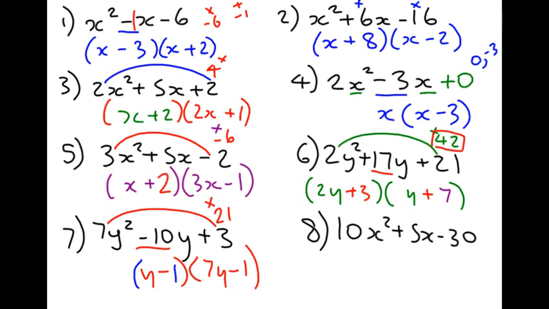Okay, back to question 8 now. 10x squared plus 5x minus 30. Now, word of warning. Some of you are probably looking at that thinking you can divide everything by 5. So you might write down 2x squared plus x minus 6, dividing by 5. And you might write that as your next working out step.